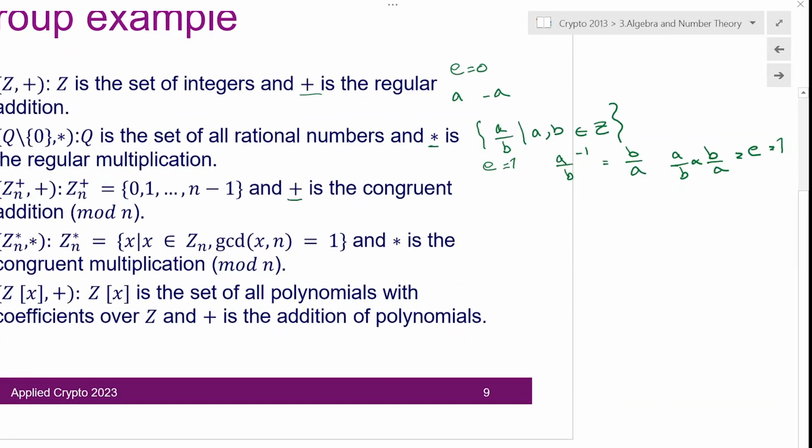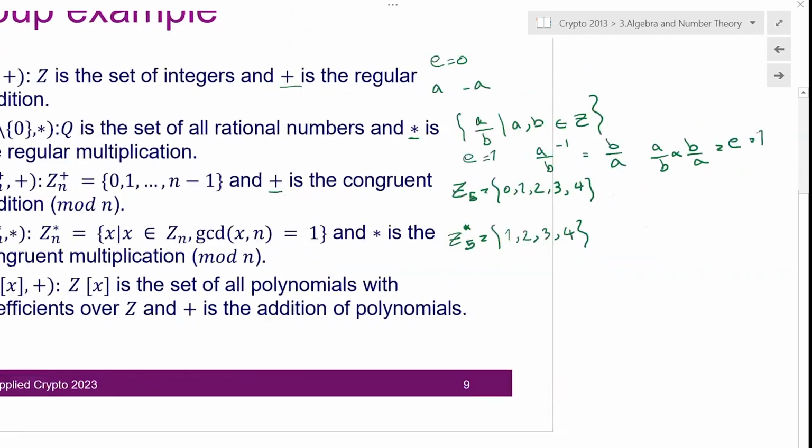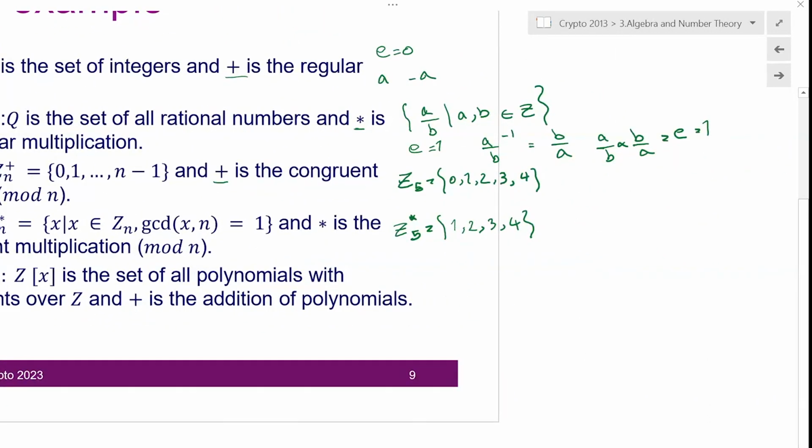Let me give you an example. If you're talking about Z5, the elements are going to be 0, 1, 2, 3, and 4, right? If you're talking about Z star 5, you're talking about the elements that have an inverse. So we only have 1, 2, 3, and 4, right? So 0 is missing. The reason for that is that 0 does not have a multiplicative inverse, right?